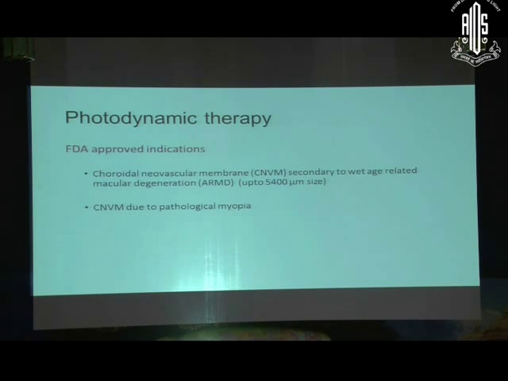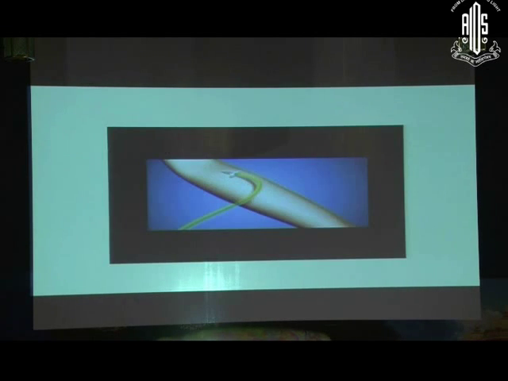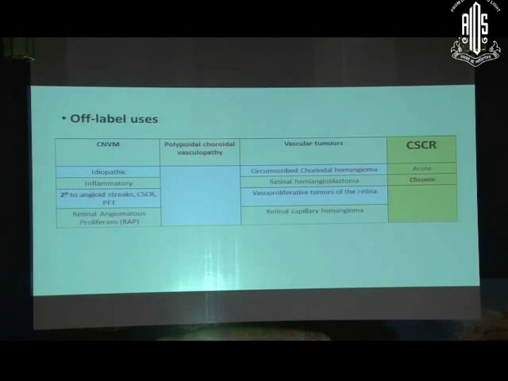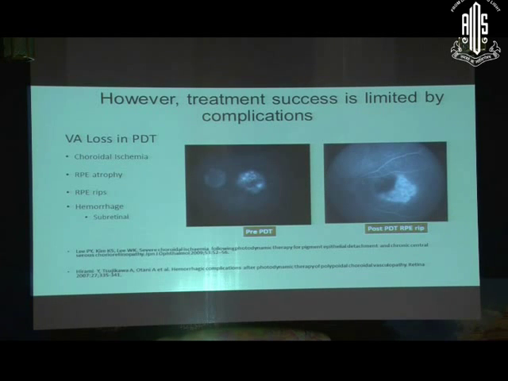Our experience with photodynamic therapy: PDT is FDA approved only for CNVM and pathological CNVM secondary to pathological myopia. This is a small video showing, anyways, I skipped it. Whether PDT can be used off-label for idiopathic CNVM, inflammatory CNVM, polypoidal choroidal vasculopathy, vascular tumors like circumscribed choroidal hemangioma, and chronic CSR. However, treatment success is limited by complications such as choroidal ischemia, RPE atrophy, RPE rips, and subretinal hemorrhage. The picture is showing an RPE rip here on the FFA.